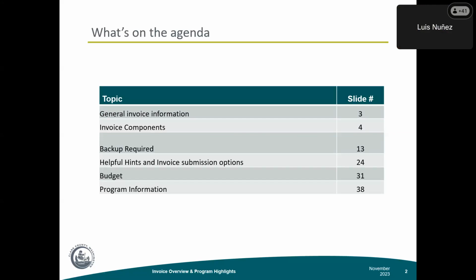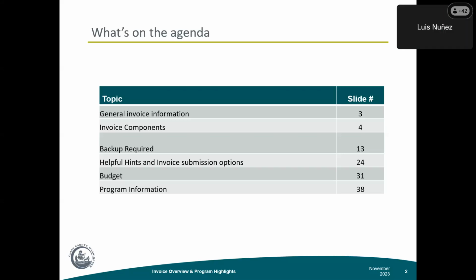So this presentation is going to cover general invoice information, invoice components, which we are going to be covering the claim voucher, the payment request form, the general ledger, and when to bill costs. And then also we are going over the backup requirements. There are some expenses that do not require backup, and we'll go over that. We will also include helpful hints to make the invoice process a little bit easier on both sides.